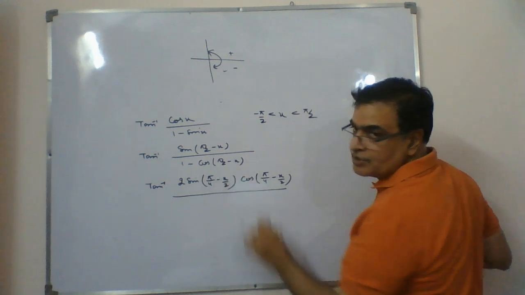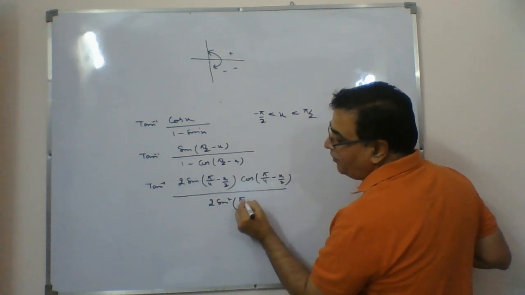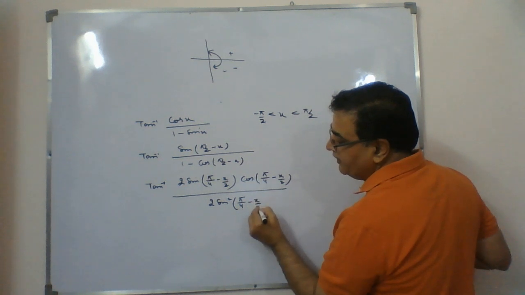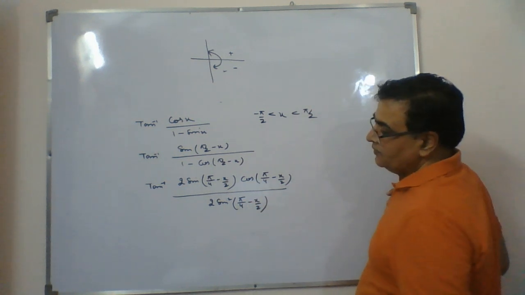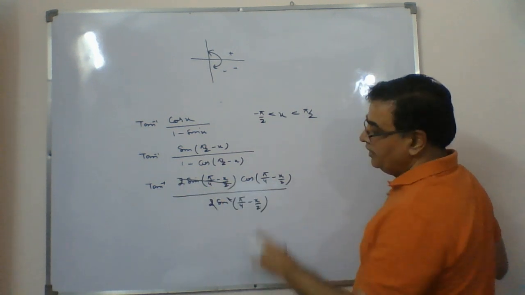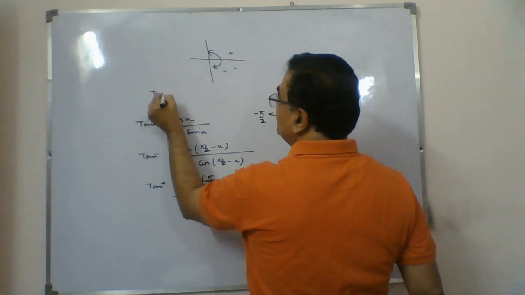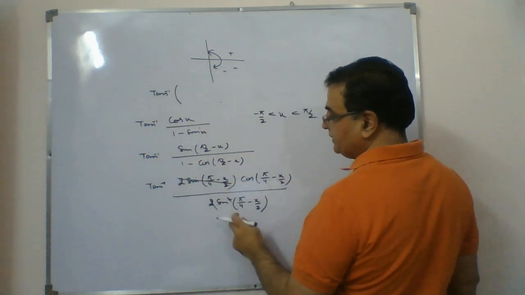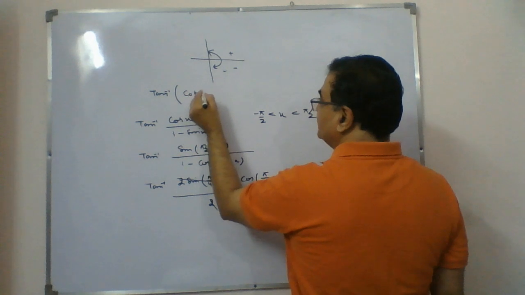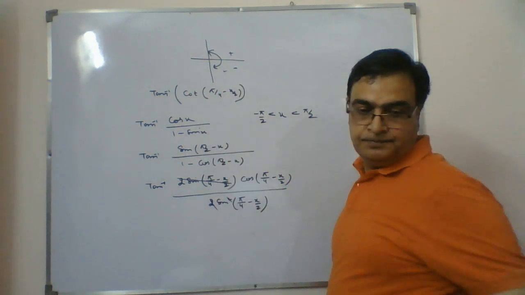And 1 minus cos 2 theta is what? It will be 2 sine square (pi by 4 minus x by 2). Now the 2 sine, this gets cancelled out. Left is cos by sine, so this will be tan inverse of cos by sine. What will it come out to be? Cot (pi by 4 minus x by 2).